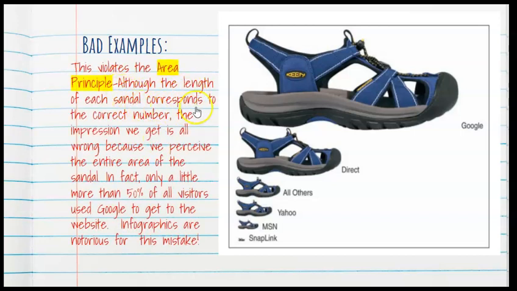So although the length of each sandal corresponds to the correct number, notice there's no axis either to give us a number. The impression that we get is all wrong because we perceive the entire area of the sandal. In fact, only a little more than 50% of all visitors use Google to get to the website. Infographics are notorious for this mistake right here. All right, so look carefully. Look at these things with an educated eye and don't just believe what it's saying. Make sure that the data makes sense.